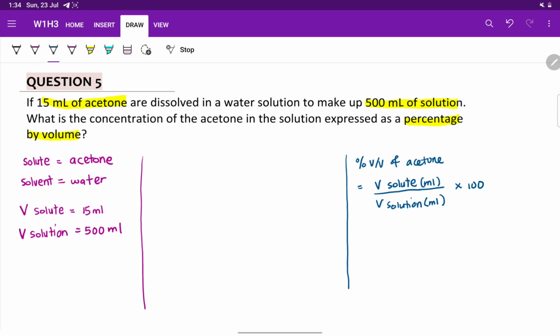So we go to our information here. So as you can see, we already have here the volume of solute and we also already have here the volume of solution. So we don't need to find anything anymore. What we need to do is just put the volumes here into our equation. So 15 ml of the solute. So make sure the unit is in milliliter. Both need to be in milliliter. If you get it in liter, change it to milliliter first. So 15 over 500 times 100. So we will get the percentage by volume of acetone as 3%.